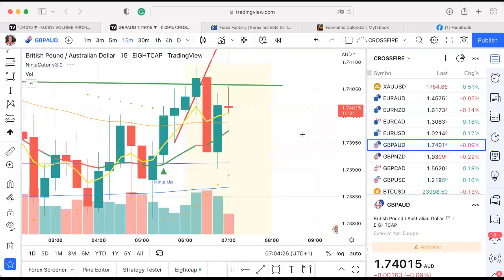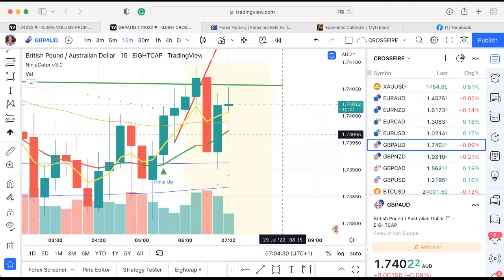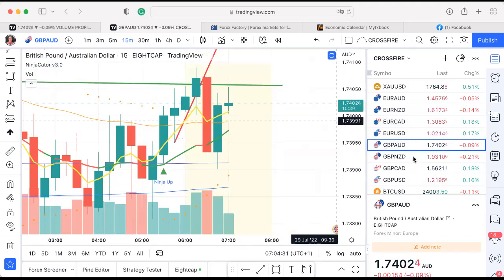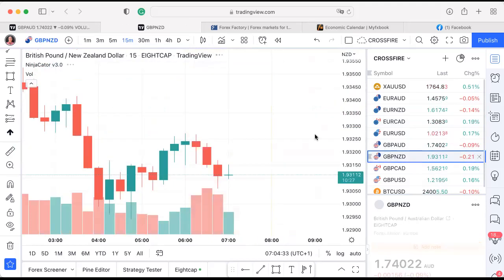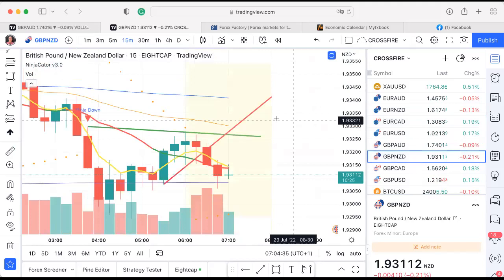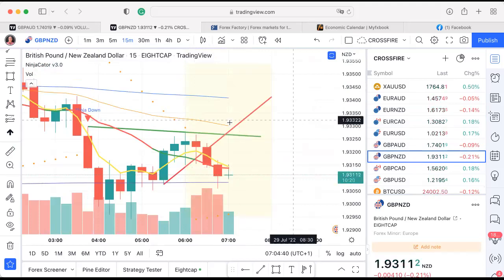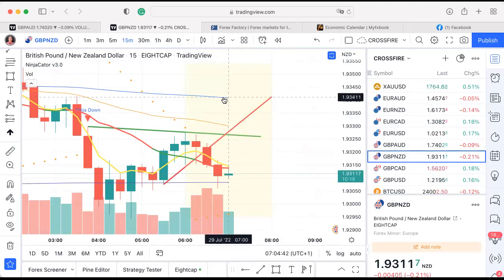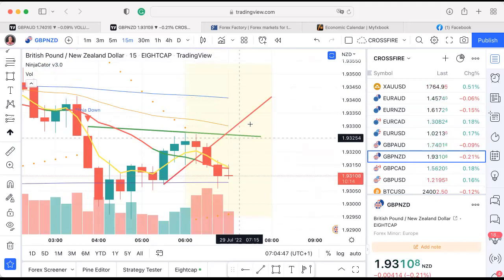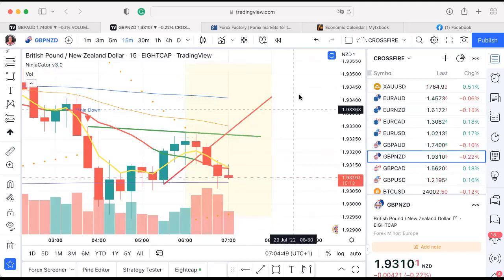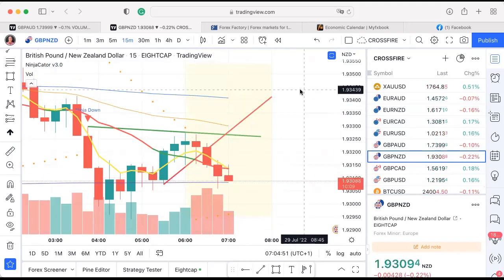GBP, AUD, it's the same on all the pairs. They're really struggling to make any strong moves. Less clear there. But if you use these moving averages as potential targets, and if you measure the gap to the target, if it's not sufficient for you to profit, then stay out.